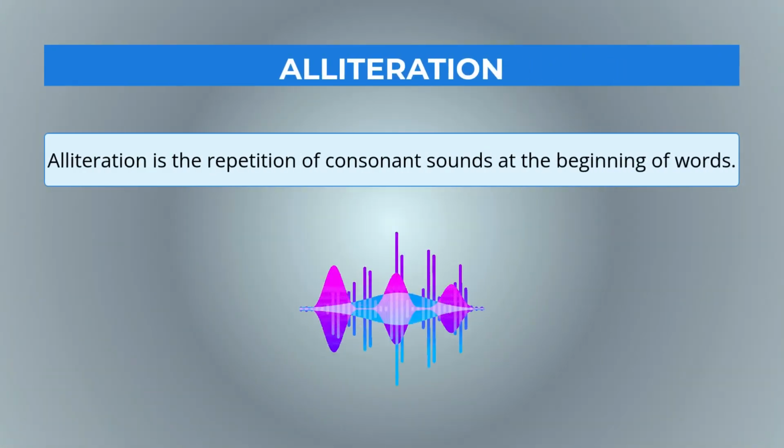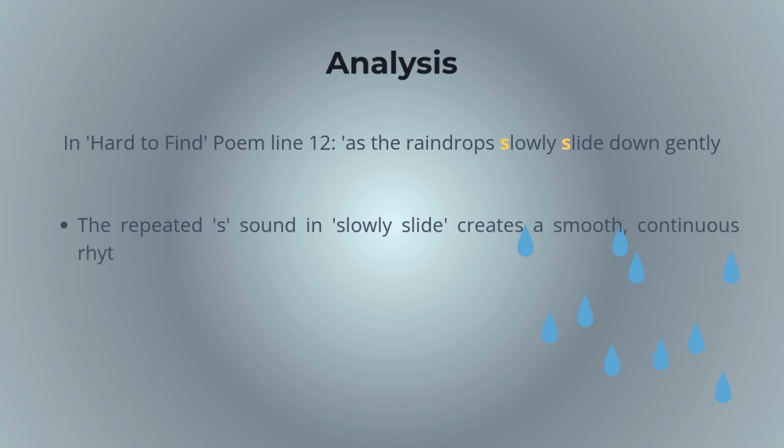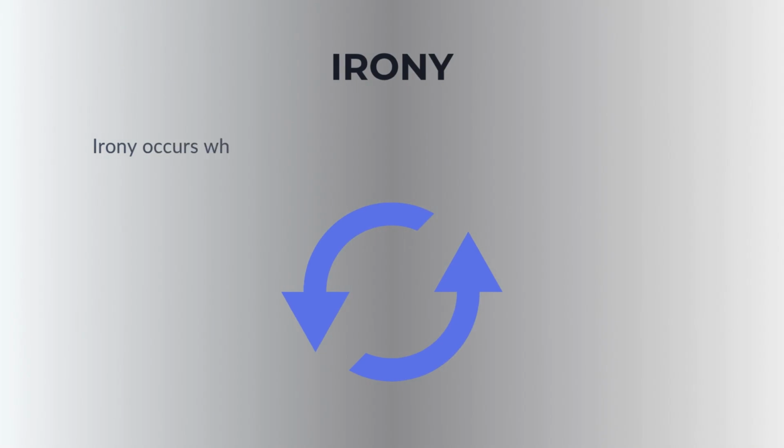Number 4, alliteration. Alliteration is the repetition of consonant sounds at the beginning of words. In the Hard to Find poem, line number 12, "As the raindrops slowly slide down gently," the repeated sound in slowly slide creates a smooth, continuous rhythm that mimics the gentle movement of raindrops on glass, enhancing the melancholy mood of the poem. The 5th figure of speech is irony.